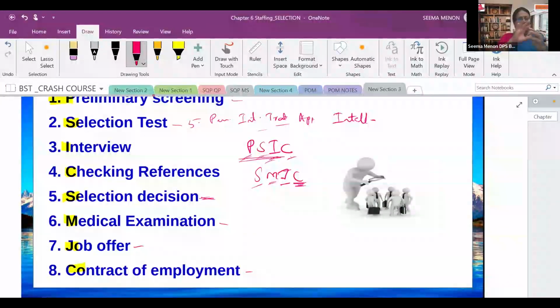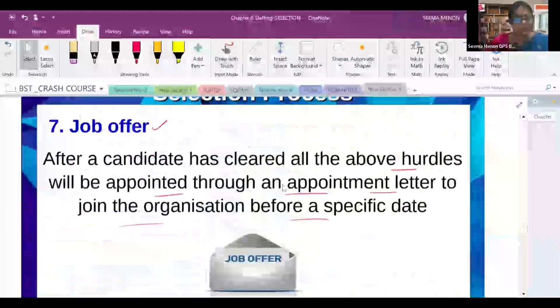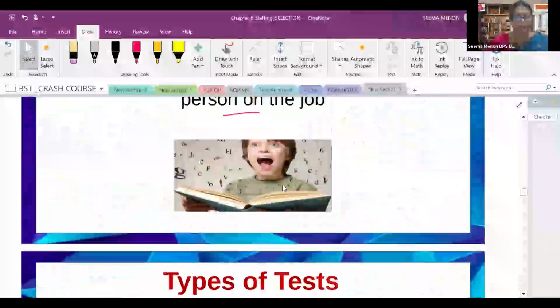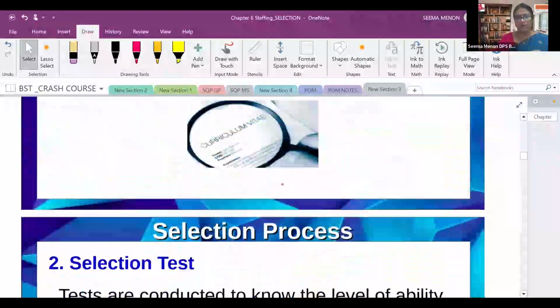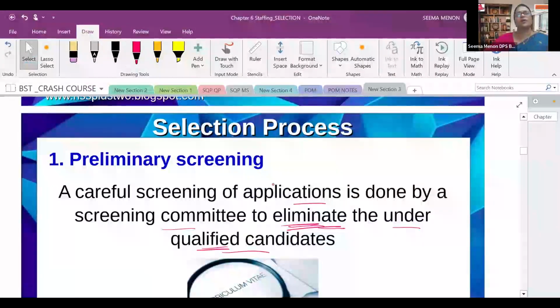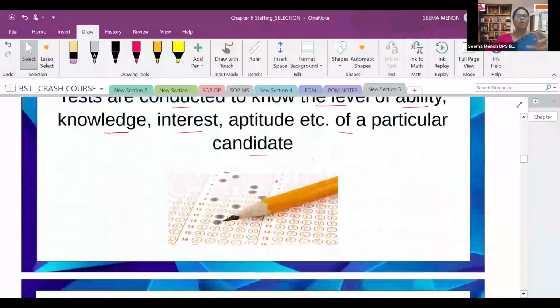Children, there is a small tip for you on how to prepare this. Whenever you learn this, try to understand it with the keyword. For example, preliminary screening. What was the keyword? Eliminate underqualified. Elimination and underqualified, these 2 only you have to remember. So you will make a small note.